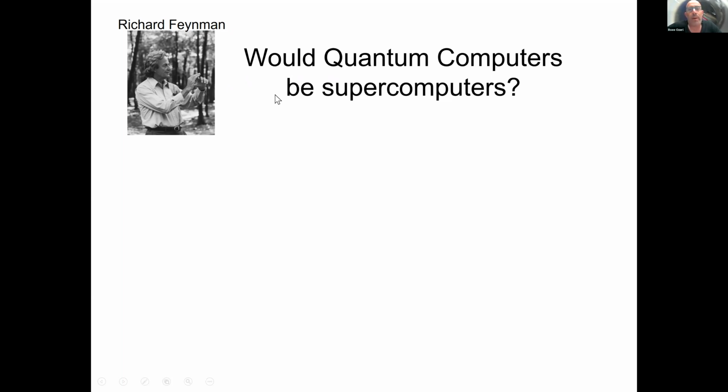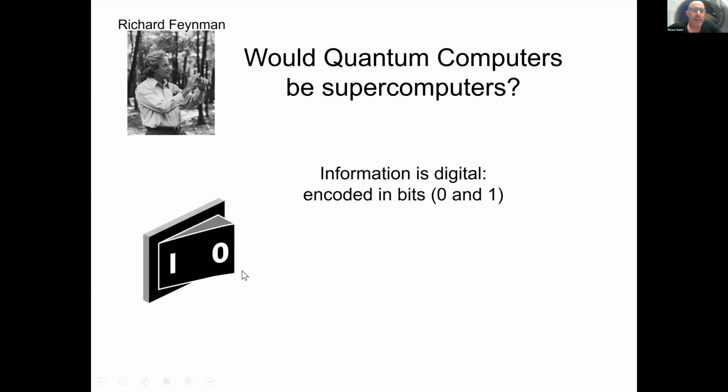And the first person to point out that perhaps computers that obey the laws of quantum mechanics would be more powerful than regular classical computers is this handsome guy here. His name was Richard Feynman. He was an American physicist at Caltech. And Feynman's argument was relatively simple. Feynman gave the following conjecture.